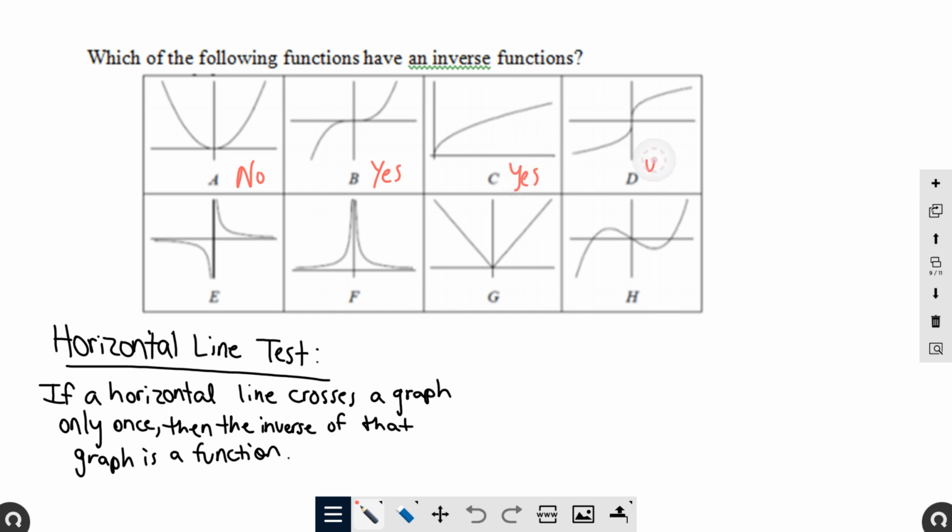This one? This one? Yes on this one. What about this one? So any horizontal line, no matter where it is, 4 of those would be yes, 4 of those would be no, because it doesn't pass that horizontal line test. So a horizontal line test will tell if the inverse is a function.